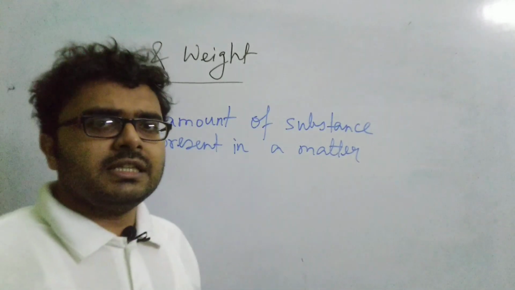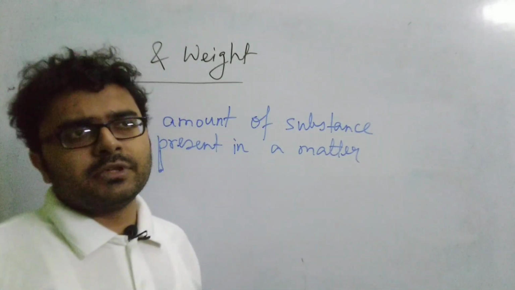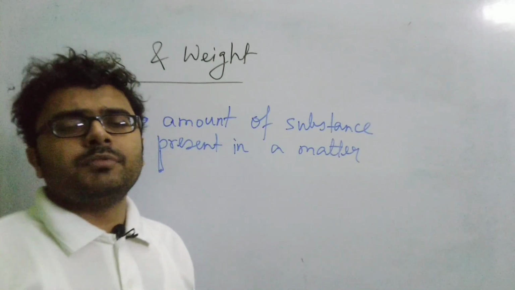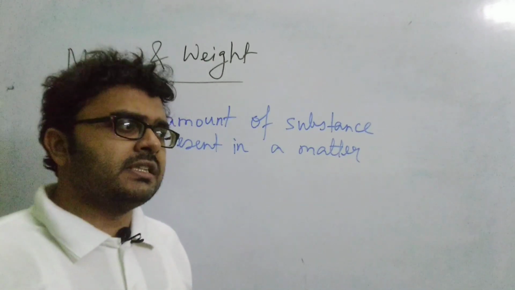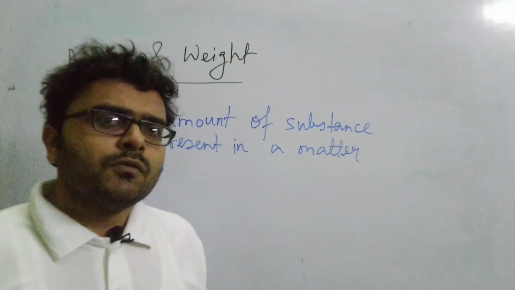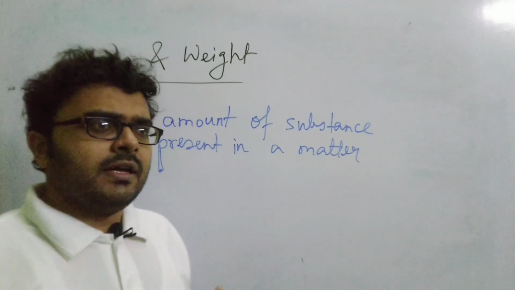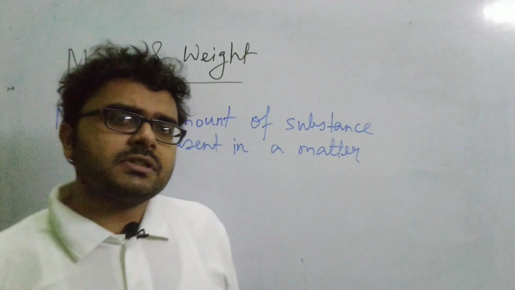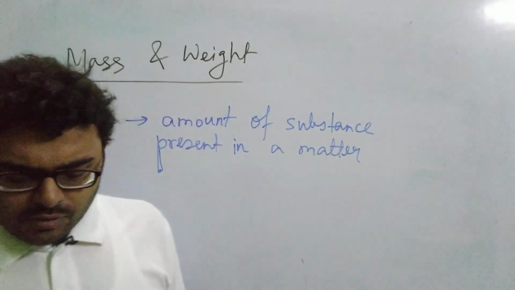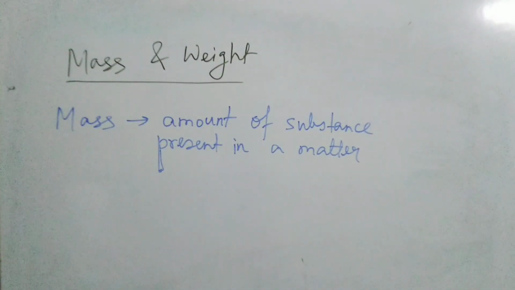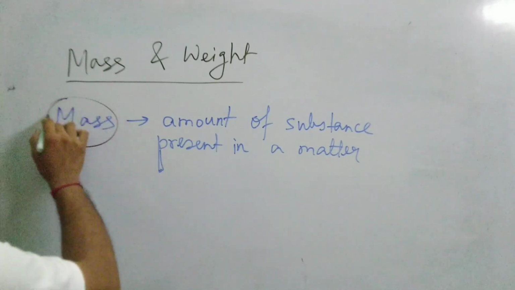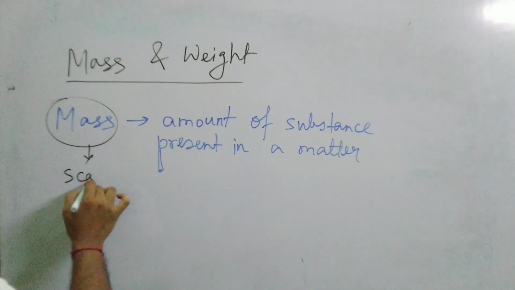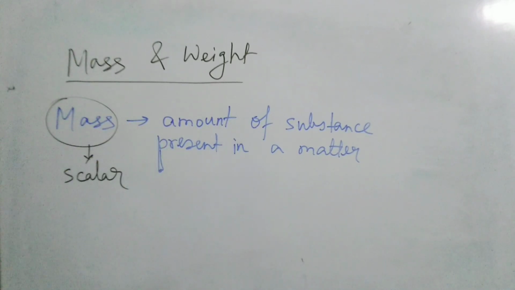When a body is kept above a mountain, or when that same body is kept at sea level, or when that body is taken from India to, say, the USA, whatever the place, if that object does not deteriorate, then definitely the mass of that object remains the same. It does not change. And direction has nothing to do with mass, so mass is a scalar quantity.